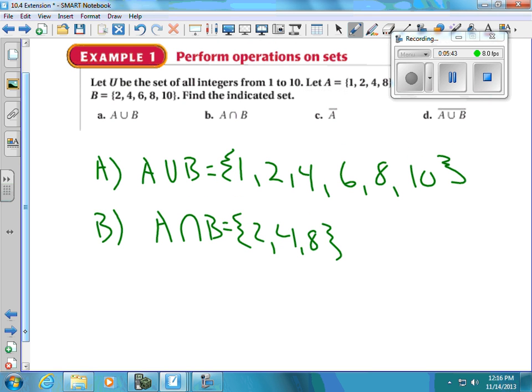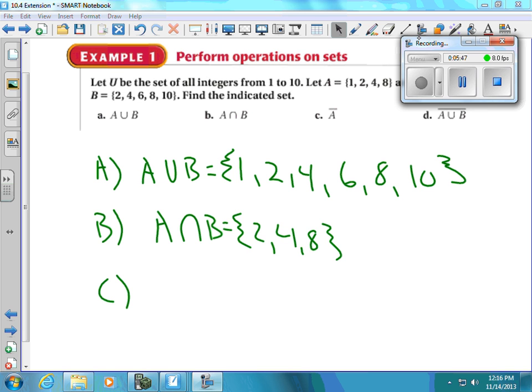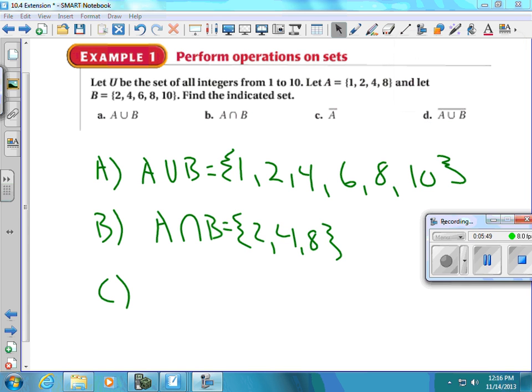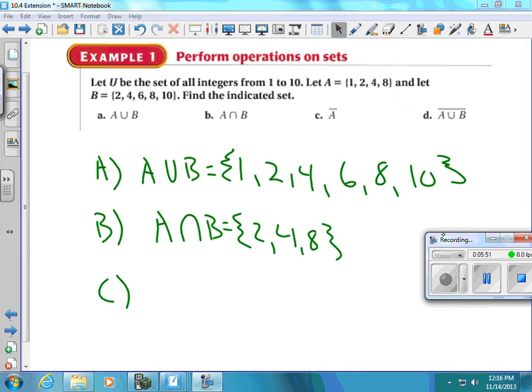For problem C, it's going to ask us to do the complement of A. So anything that's not in A but in the universal set.